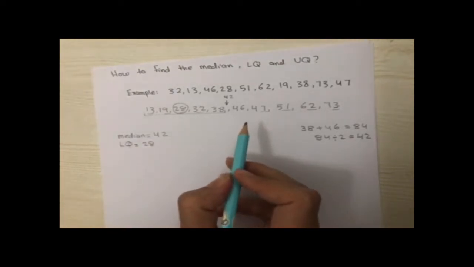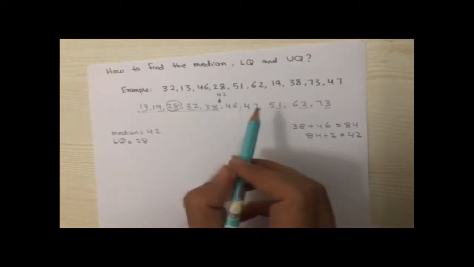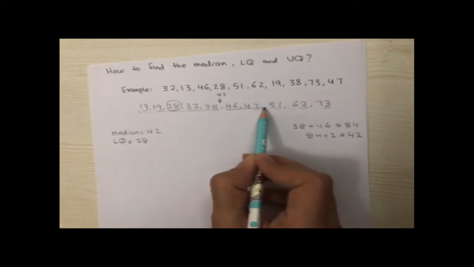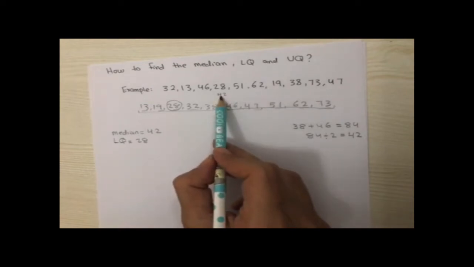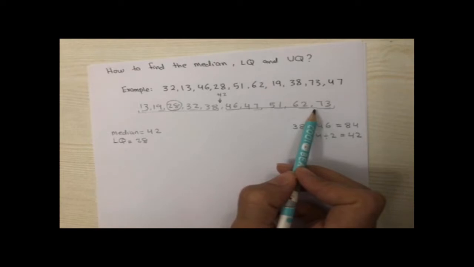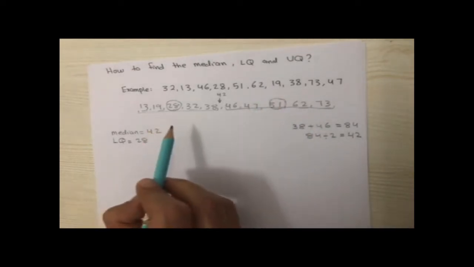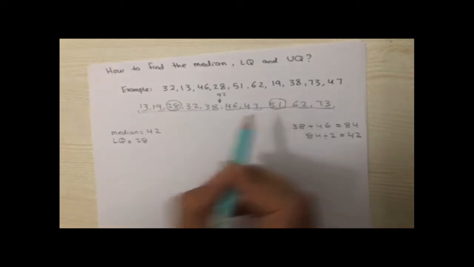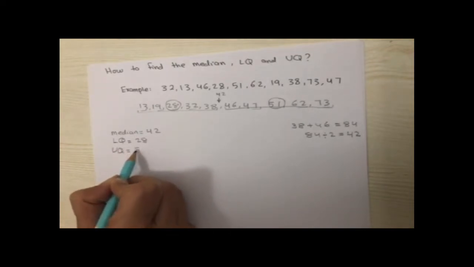The upper quartile is the number that is in the middle of the numbers that are greater than the median. So from 46 to 73, all these numbers are greater than 42. And also here it's easy to find the middle number in this group of numbers. It is 51. Because we have only one number in the middle, I don't need to add and divide by 2. So the upper quartile, UQ, equals 51.